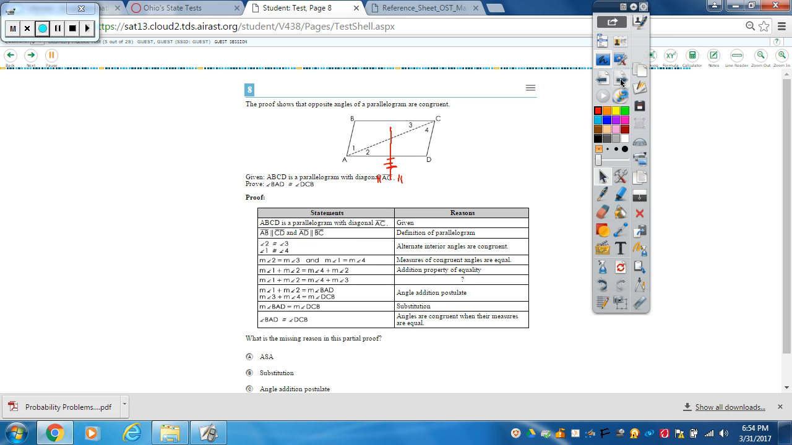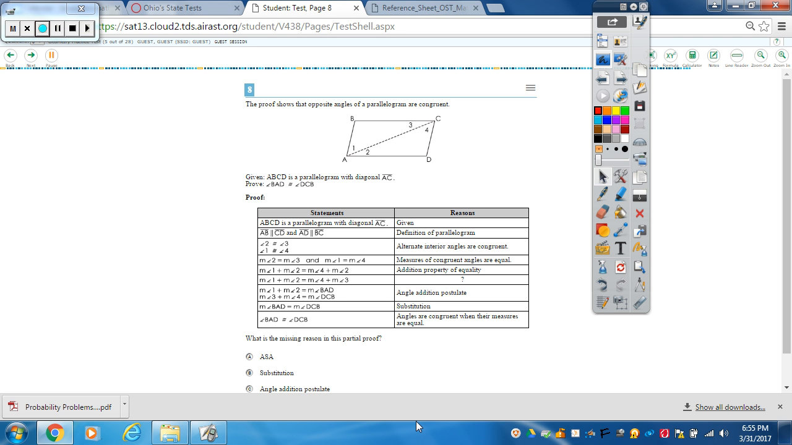All right, the next one says this: the proof shows that opposite angles of a parallelogram are congruent. And you guys already knew that, but here's what we have. ABCD is a parallelogram with diagonal AC. And we know that angle BAD is going to have to be congruent to DCB. So we're going to prove that. So again, I'm going to walk through everything. I'm going to mark everything up in my picture so we can figure out what this is going to have to be right here.